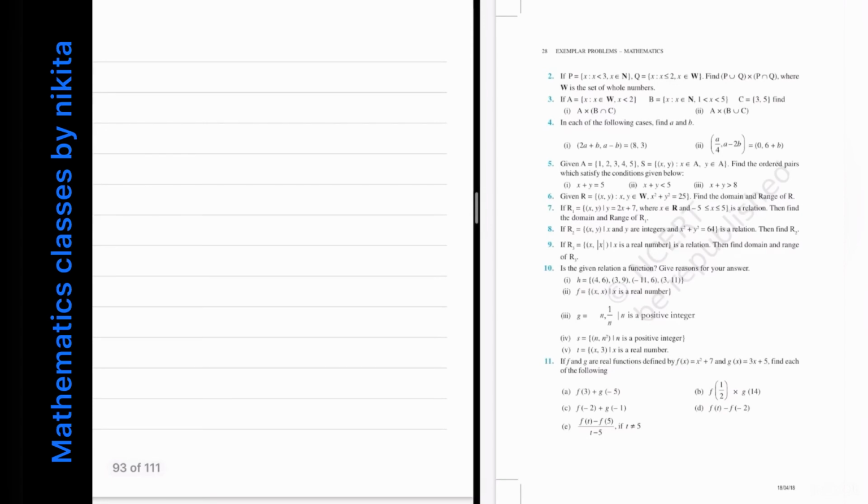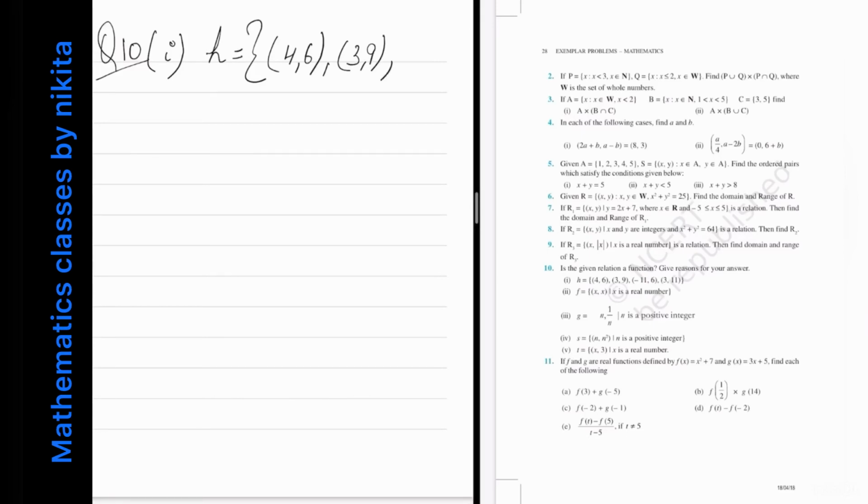Now let's do question number 10. So question number 10 says, is the given relation a function? Give reasons for your answer. So some relations are given and you have to tell whether they are functions or not. So question number 10, first part. So first part, h is equal to 4, 6, 3, 9.